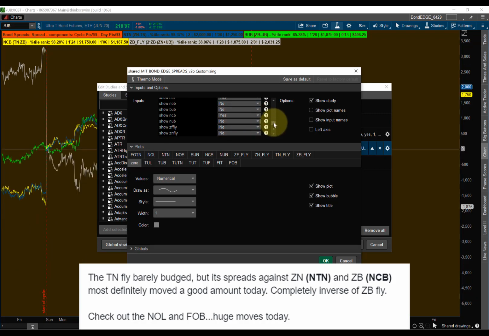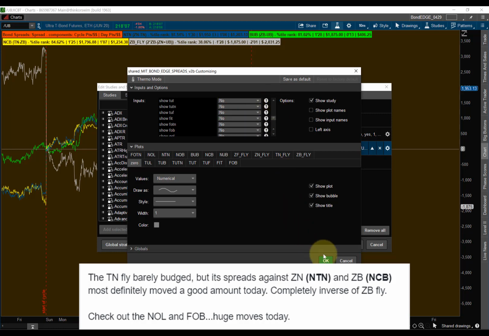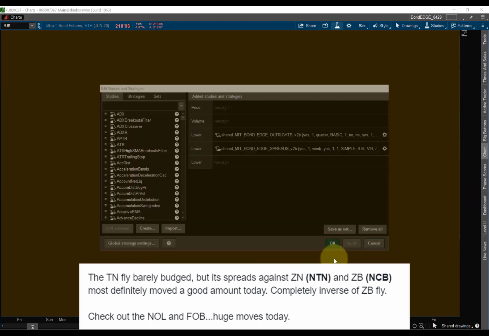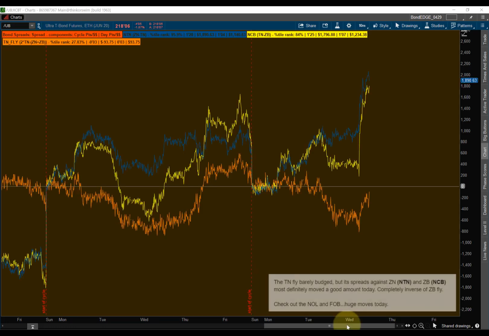Bub, we don't need you right now. We'll come back for you. Don't you worry. Let's make sure that nobody else is coming to our party. Here's the TN, guys. The TN fly barely budged. Really didn't move very much.